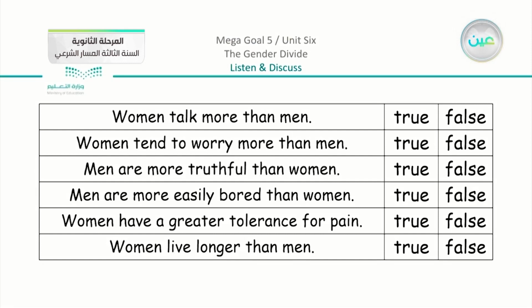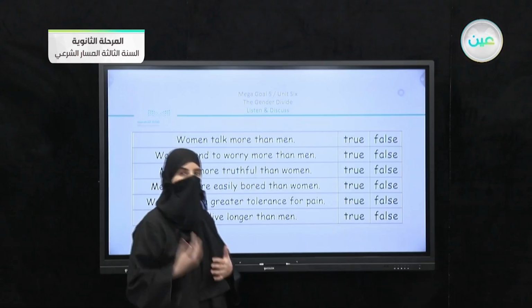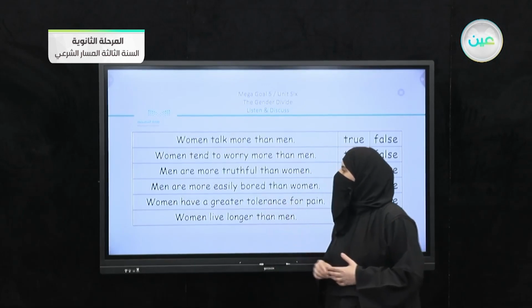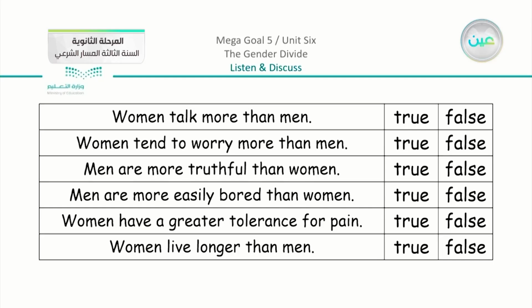The second one: women tend to worry more than men. Men are more truthful than women. So do you think that women lie more than men? Men are more easily bored than women. Women have a greater tolerance for pain. Women live longer than men.